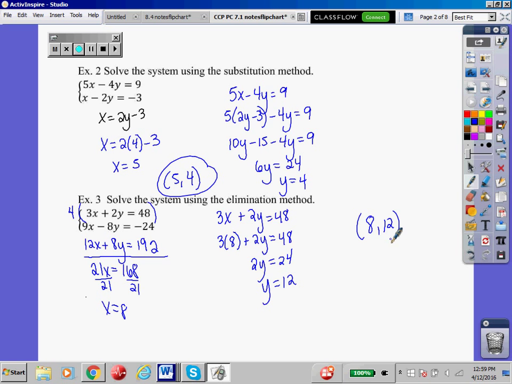Okay, I pretty much understand it, but how did you get rid of the y again? I multiplied the top row by a 4, and that gave me 12x plus 8y equals 192. Then I took this second equation and added it together. And negative 8y plus 8y canceled. It disappeared. Okay, that makes sense. So we have substitution, you have elimination. Then we're going to look at special cases.